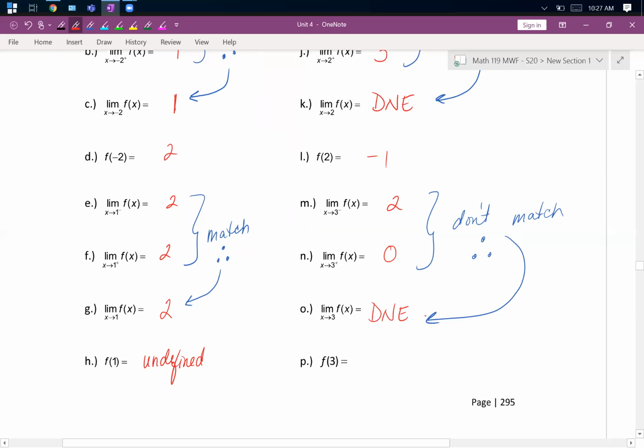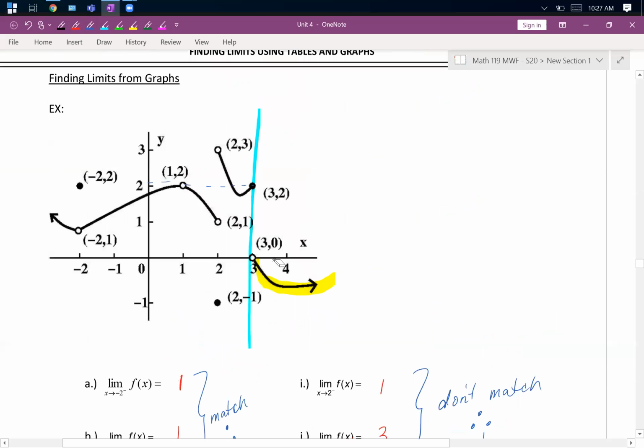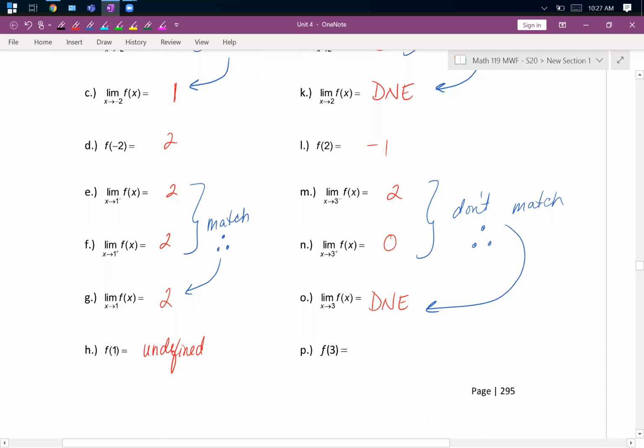And then last but not least, I want to find f of 3. So what is the actual y value when x is equal to 3? We're looking for that solid line or a filled in circle. It's going to be 2. Questions at all?